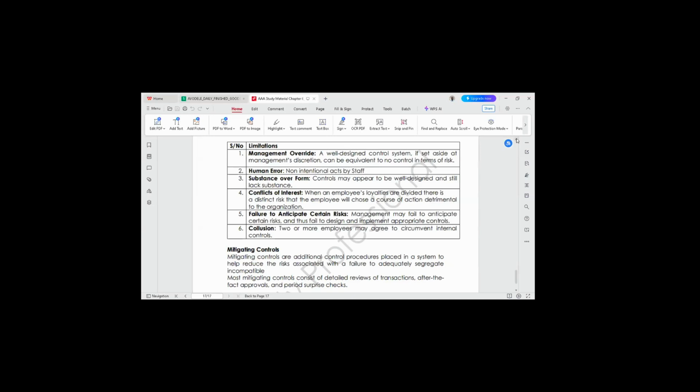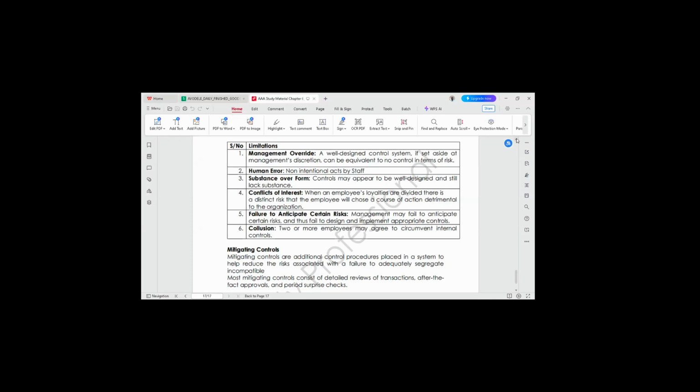Then we also have conflict of interest. Conflict of interest happens where there's divided loyalty. That is, the staff have some form of interest or relationship amongst themselves at the expense of the organization. That will lead to a conflict of interest, because sometimes you need to choose between their friendship and the love for the organization. That could result in what we call a conflict of interest, and that will undermine the internal control system.